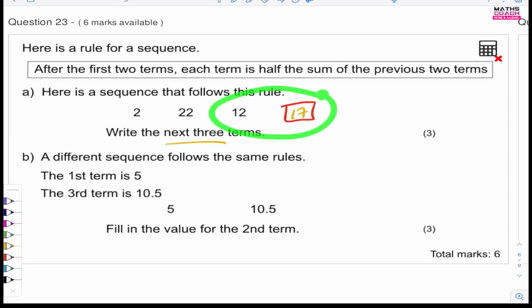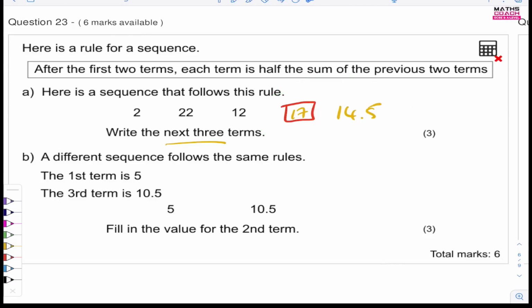We are going to add those two up and then divide by 2. So 17 plus 12, which is 29, divided by 2. And now we start to get fractions, so 14.5.